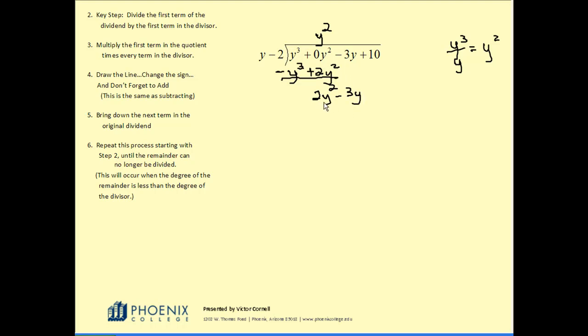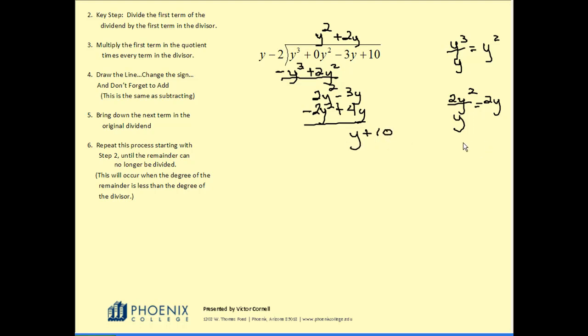Now, first term is 2y squared in the dividend. Divide that by the first term of the divisor, which will always be y. And that gives you 2y. Line it up. It's plus 2y. 2y times minus 2, minus 4y. 2y times y, 2y squared. Subtract. Draw the line, change the sign, and don't forget to add. And you get y. Bring down the 10.